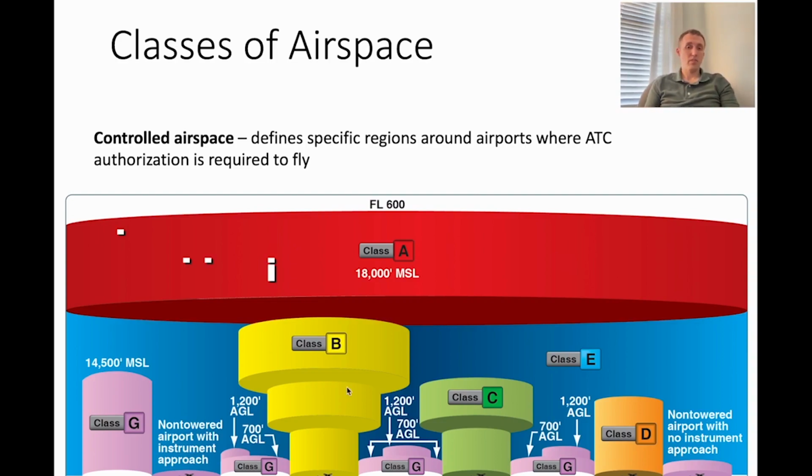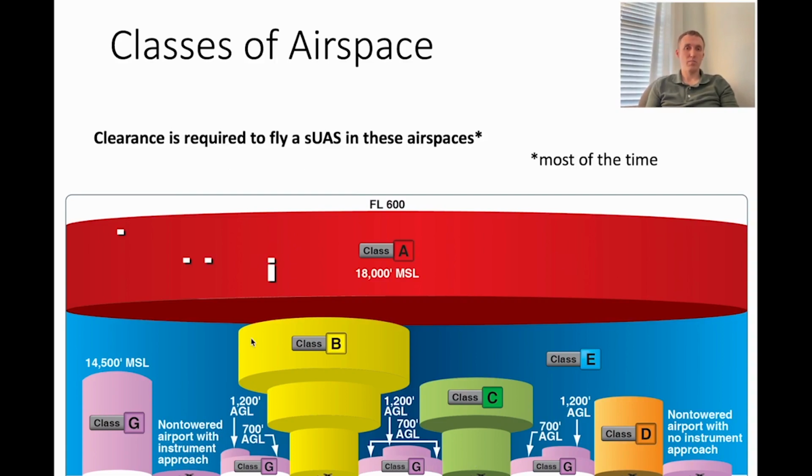And then Class B, you can see, is the biggest kind of controlled airspace. Class C and D are going to be smaller, and we'll talk about all these classes in more detail. Of course, you're going to need clearance to fly an unmanned aerial vehicle in these airspaces. I have a little asterisk there saying most of the time. In some cases, Class G airspace, you won't necessarily need clearance. It's just going to depend in some cases.